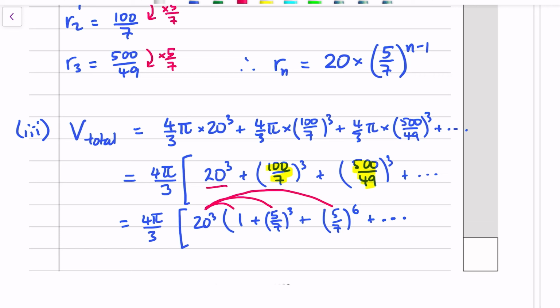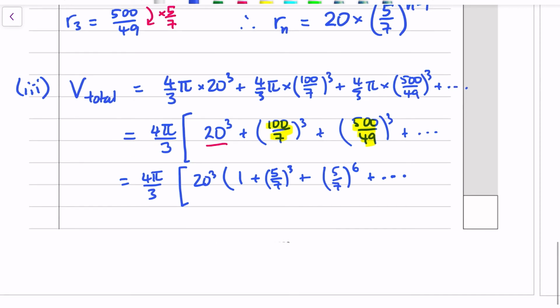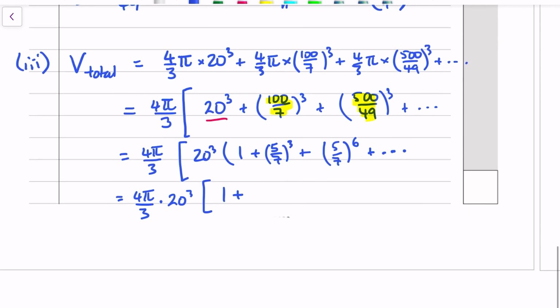Five sevenths to the 6 is 5/7 squared cubed. We've got 5/7 squared times 20 all cubed. Yep, that's good. And so on. So the 20 cubed can pull out the front of the sum. And what we need to add up is 1 plus 5 over 7 cubed plus 5 over 7 to the 6, etc.